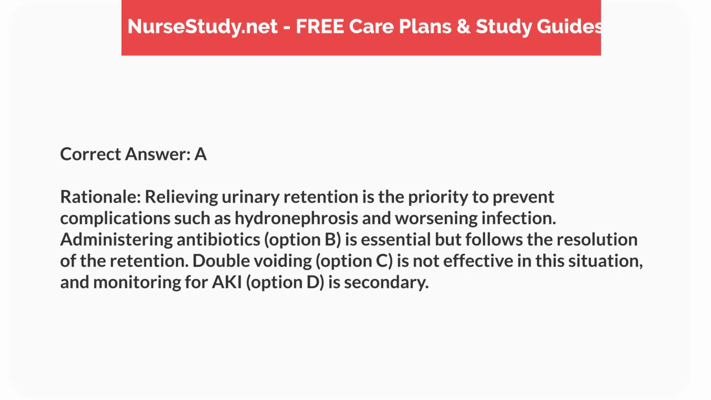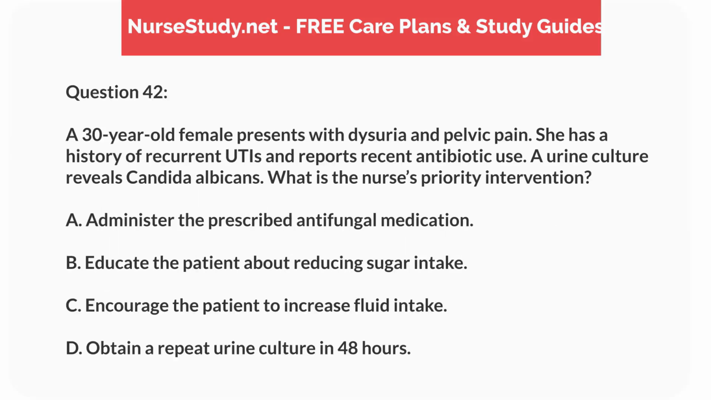Correct answer, A. Rationale: relieving urinary retention is the priority to prevent complications such as hydronephrosis and worsening infection. Administering antibiotics, option B, is essential but follows the resolution of the retention. Double voiding, option C, is not effective in this situation, and monitoring for AKI, option D, is secondary. Question 42. A 30-year-old female presents with dysuria and pelvic pain. She has a history of recurrent UTIs and reports recent antibiotic use. A urine culture reveals Candida albicans. What is the nurse's priority intervention?